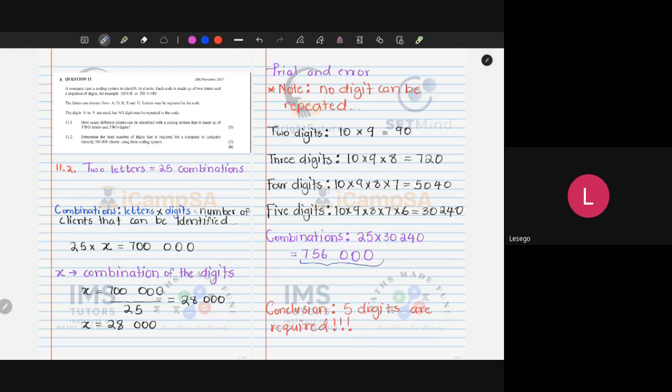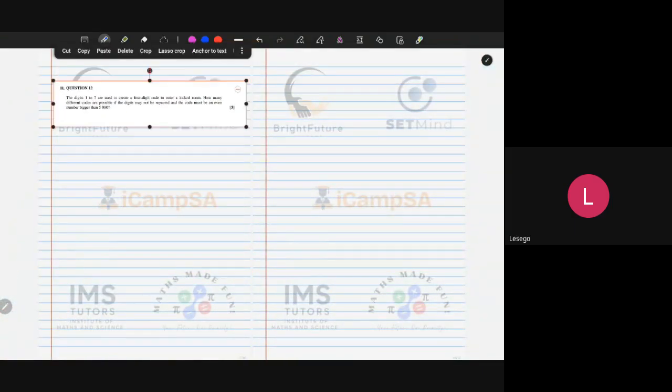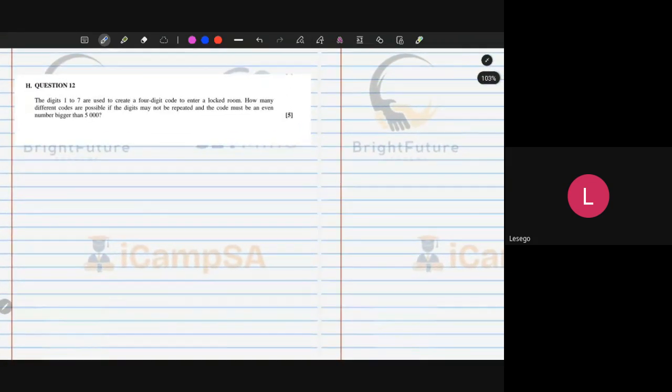That makes us happy because it is bigger than the needed 700,000. Does it make sense, guys? So this maths is beautiful. With that said, let me also squeeze in this one so that we conclude counting principles. So let's have a look at this question.